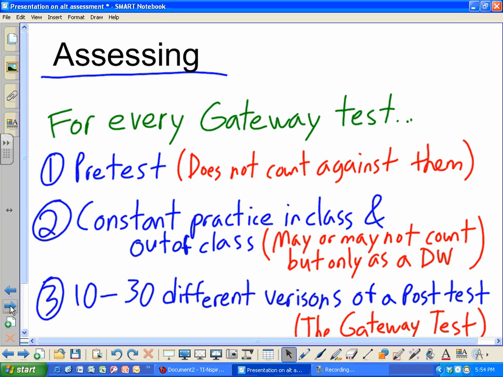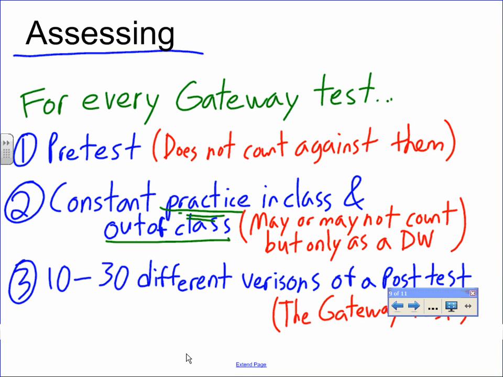Requirement number 2, constant practice in class and out of class. This is your formal assessment and may or may not count against you, but only as a daily work grade. The key thing also is the out of class part. At our high school, we offer tutoring from 4 to 6. This is great because I could constantly give them worksheets again and again to go practice. They also have online practice and so much more. But the main point is practice, practice, practice. Giving the kids as many chances, availability to practice whatever they would like, right?